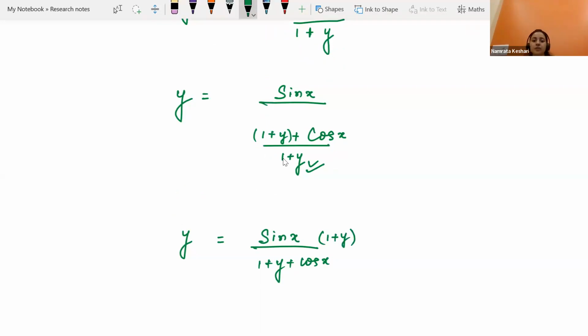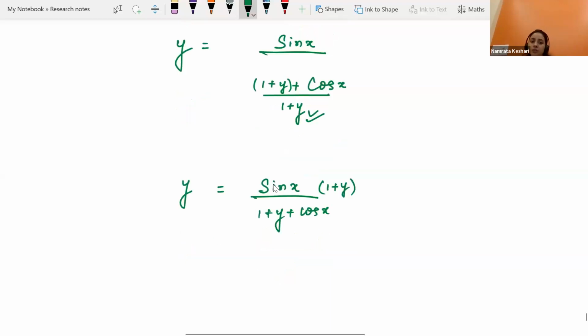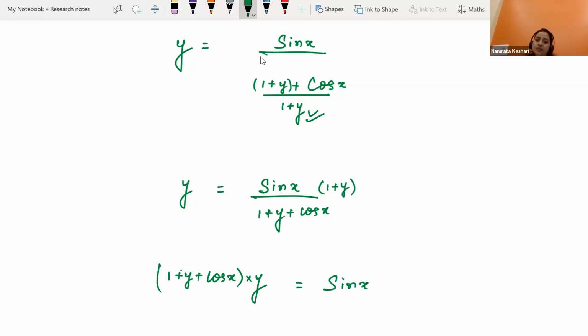So this is what we have. If you want to multiply, let's multiply, or if you want to leave it like this, it's completely up to us. The denominator part we can take to the other side. Rather than applying the division method, we are more comfortable with the multiplication, u into v derivative. So we take this 1 plus y plus cos x over here, into y, and we are having sin x, 1 plus y.